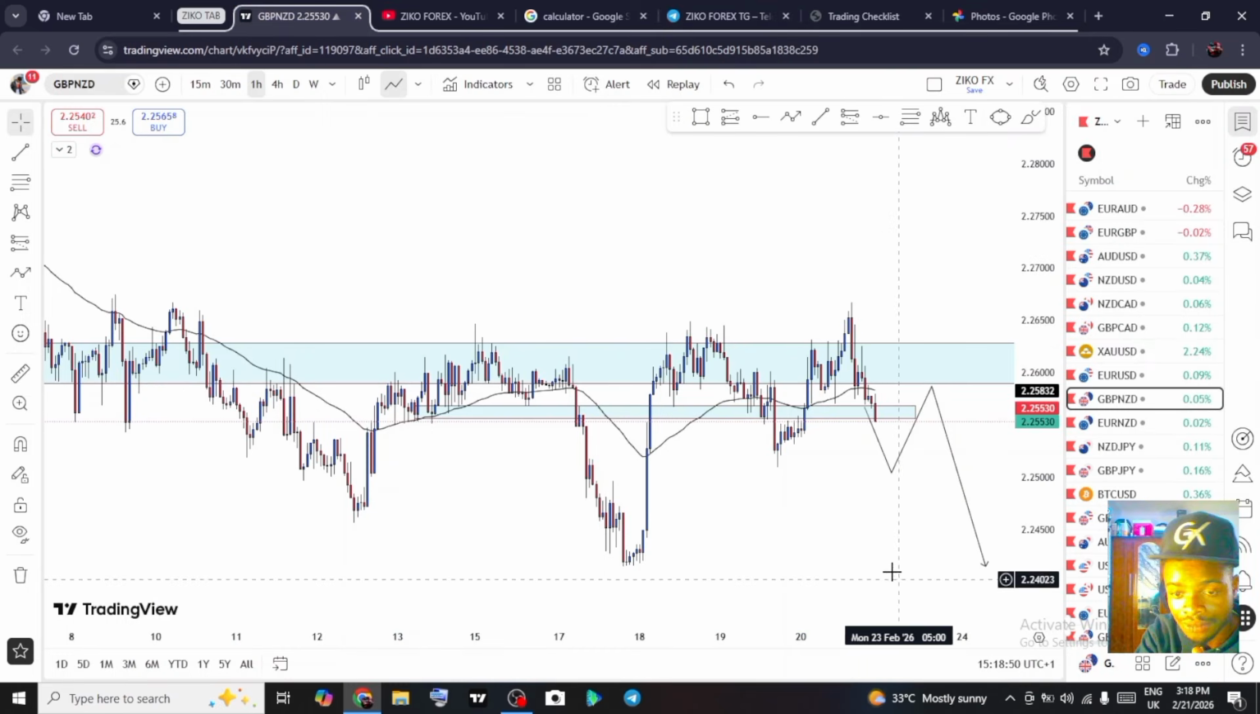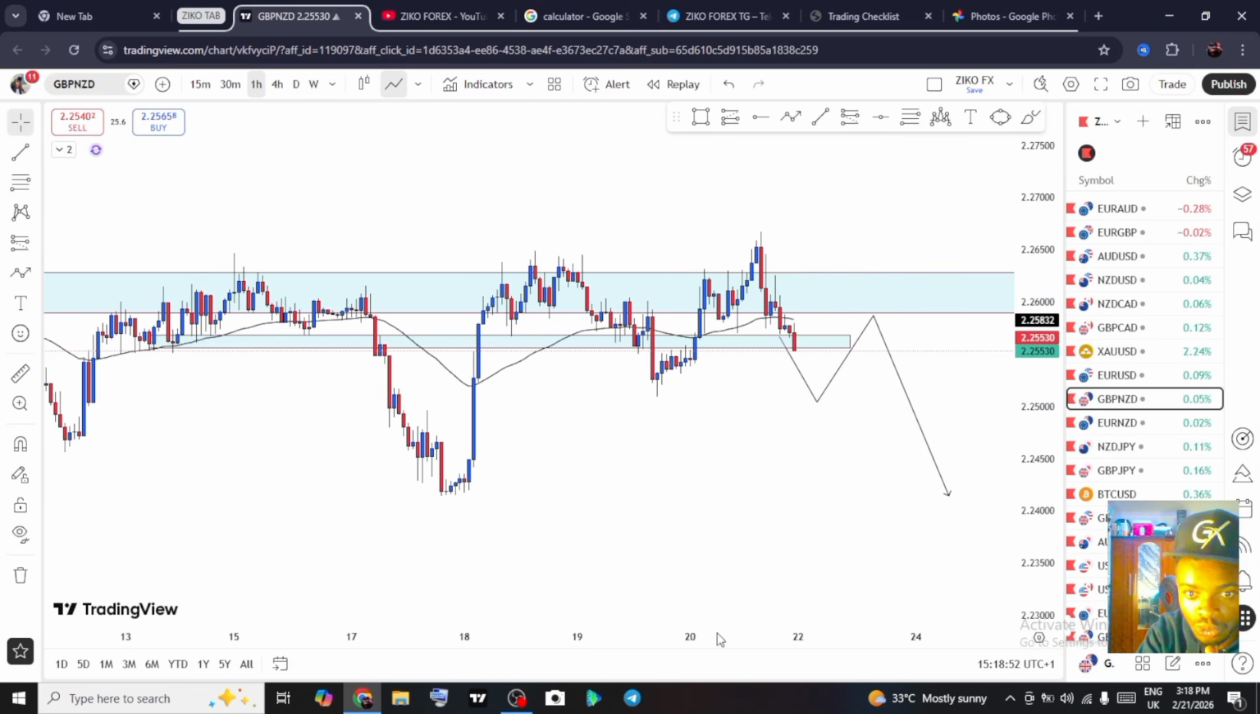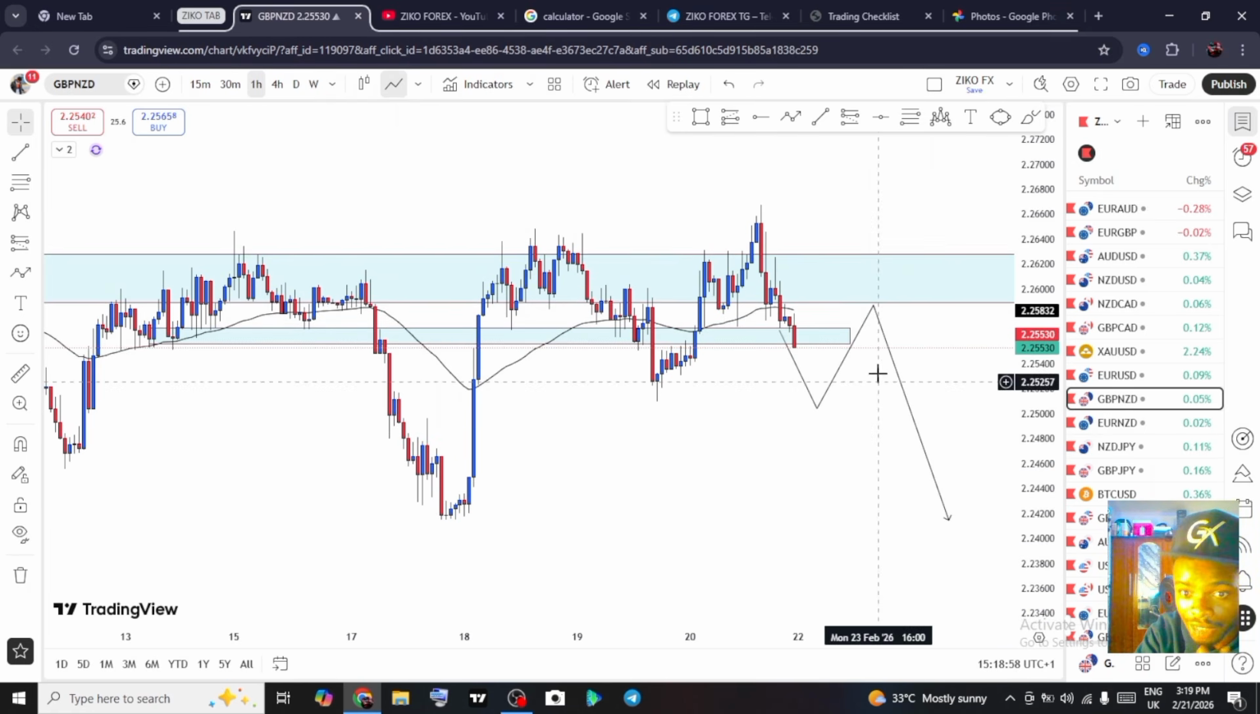So GBP NZD, well, I'll still make a decision on whether to sell this market next week, depending on how clean the price action is. So we have multiple pairs this week. Last week we did not have a lot of pairs. The week before, we had multiple pairs again. So let's see how it goes.